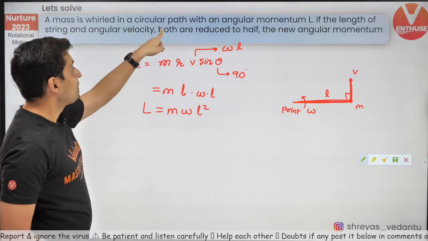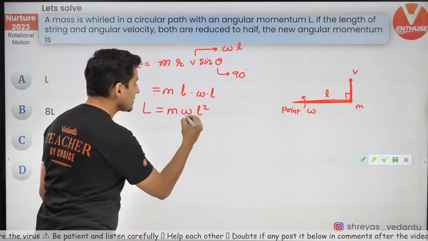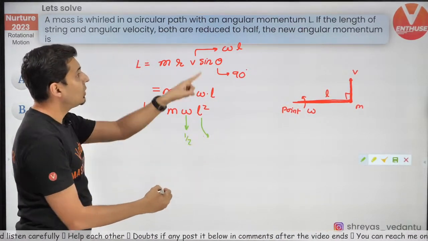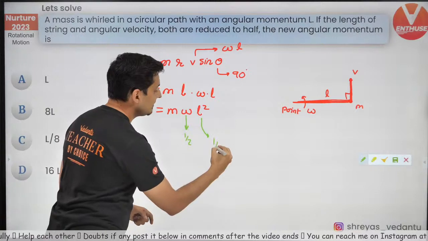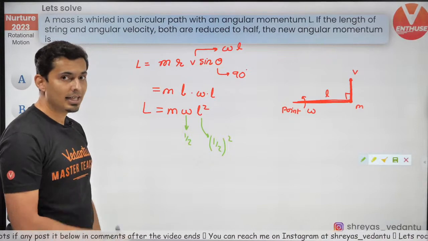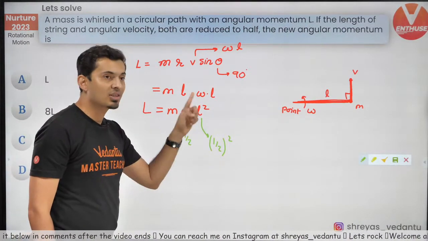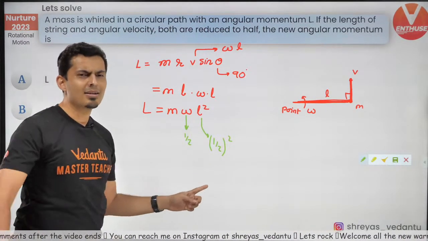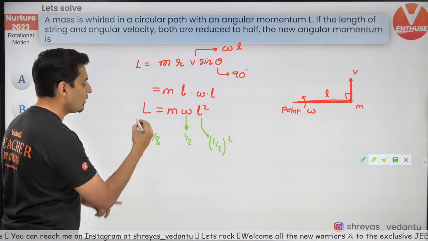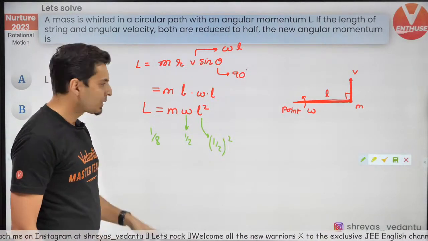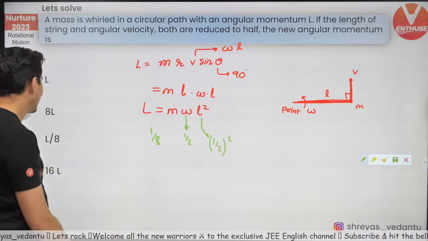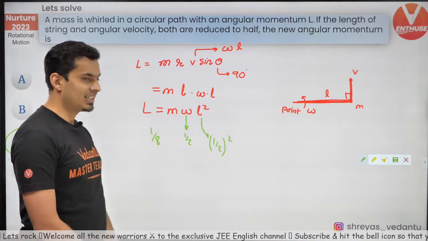What have been done? Both are reduced to half. That means omega, you make it half of the previous value, and length also is made half of the previous value. So if length is half, the square of the length will be half squared. Isn't that right? And what is half into half squared? Half into half squared is nothing but 1/8. So the left hand side should get multiplied by 1/8 to preserve the equality. So if this reduces by 2 times, this reduces by 1/4, this will reduce by 1/8. So the answer will be capital L by 8.